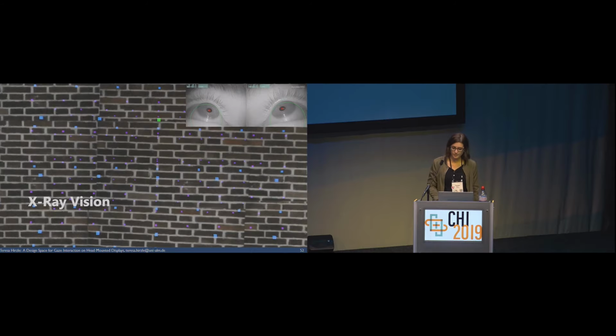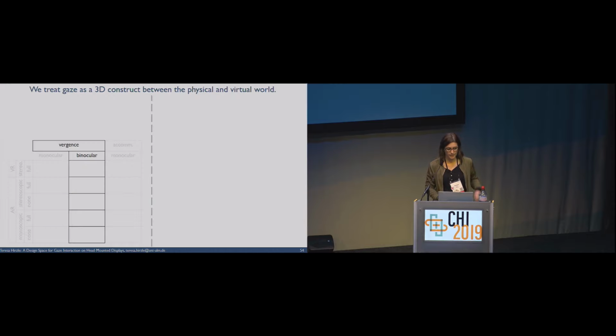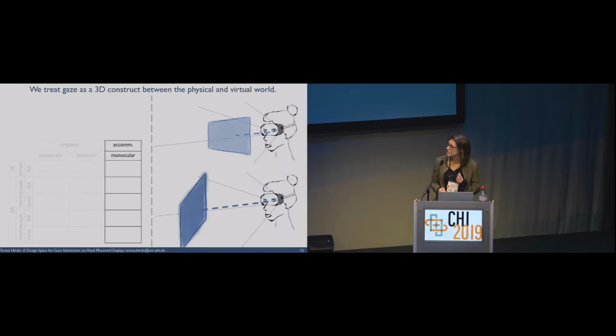So what you saw here are these gaze patterns which lie both in front of and behind the wall, and we are able to display this because we're using a stereoscopic AR display. So we can now allow the user to exceed physical boundaries. Okay, the example I showed was vergence-based, but we could also imagine that at some point we can measure accommodation.